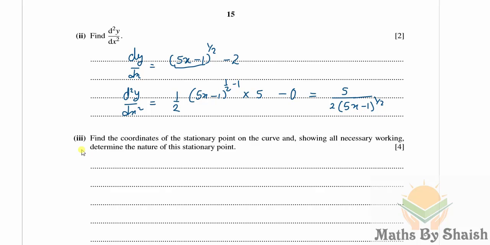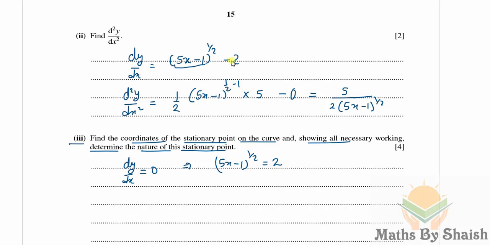So the third part is find the coordinates of the stationary point on the curve, first thing, and then showing all your necessary working, determine the nature of this stationary point. So for the stationary point, first of all, dy over dx should be equal to 0, and we have dy over dx as this. So if we make this equal to 0, we will get (5x minus 1) raised to the power 1 by 2 is equal to 2.